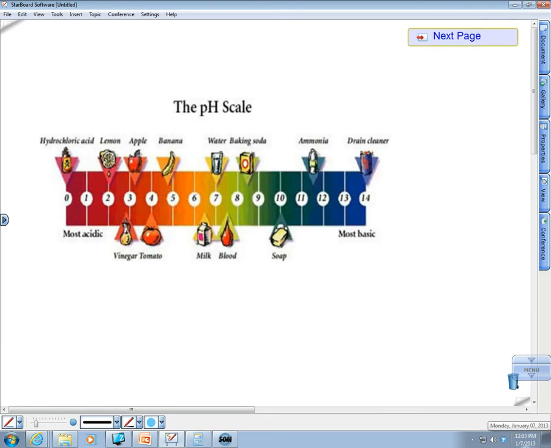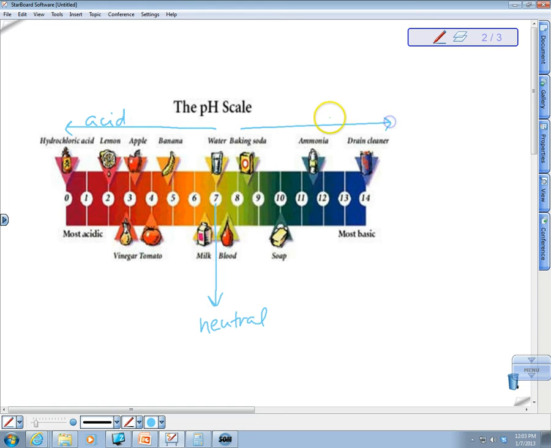Let's look at the pH scale really quickly. The pH scale, we've got 7 here is neutral, right? Neutral is 7. Anything less than 7 is an acid. Anything greater than 7 is a base. Okay? The smaller the number, the more acidic. So bananas are 4.8 or so. Their pH is about 4.8. Apples are about 3.3. So apples are even more acidic than bananas.